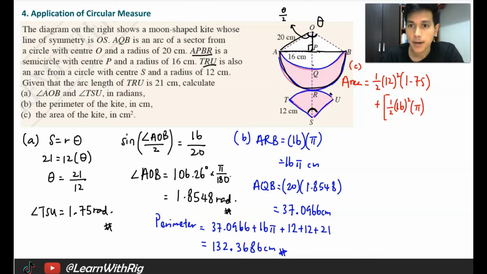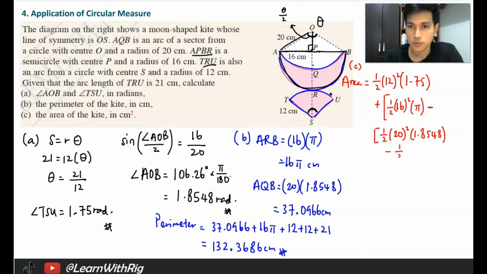Okay, minus, so the semicircle must minus the sector, correct? But the sector is what? How to find the sector? The sector, you have minus 1 over 2 r is 20, r square, theta, where is theta, is 1.8548 minus the triangle.